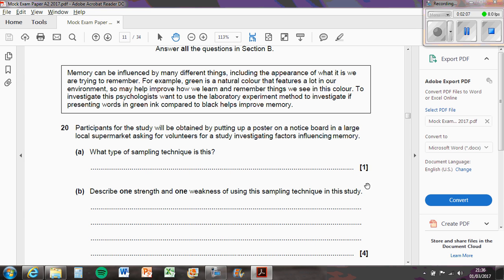You need to put it in context. It says in this study, so you talk about things like, they want to find out if their memory is improved by green ink compared to black ink. Stick something in there that supports what you're saying, but it's linked to the scenario, and then you'll get the marks.